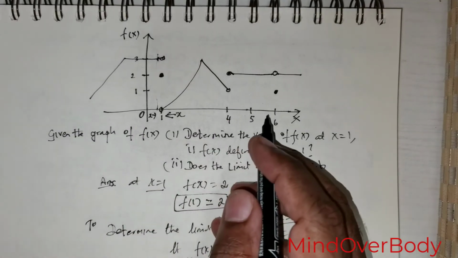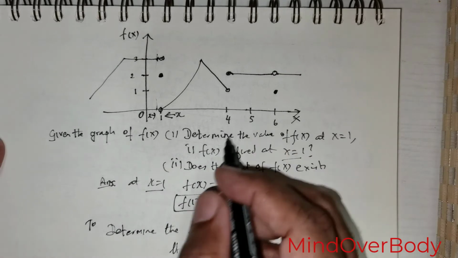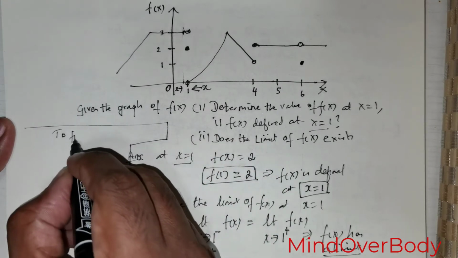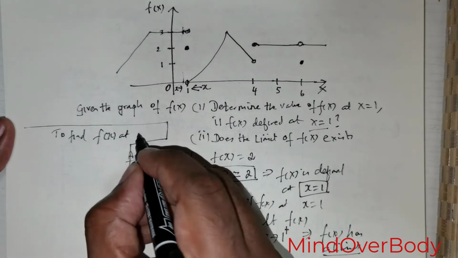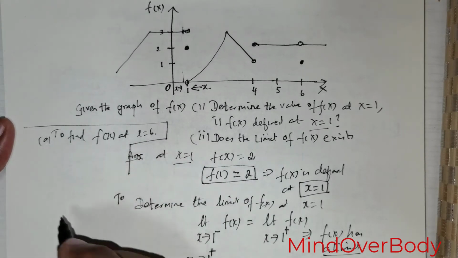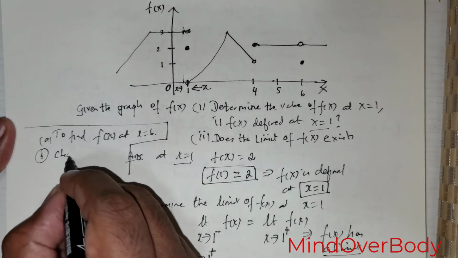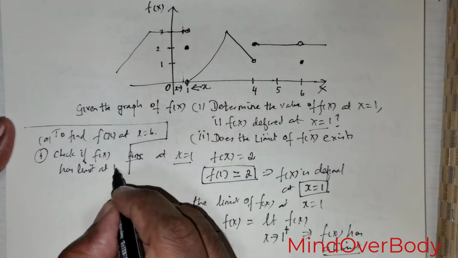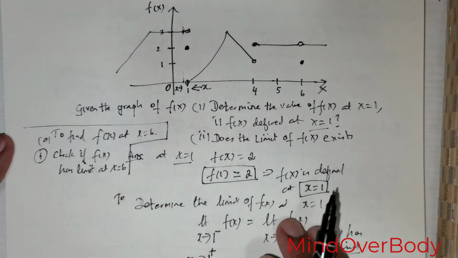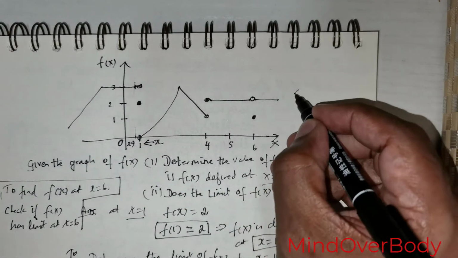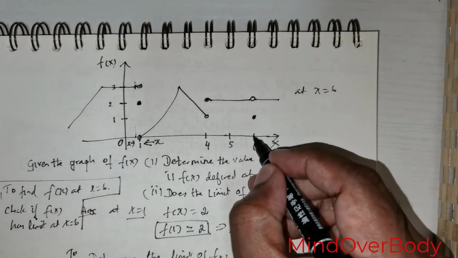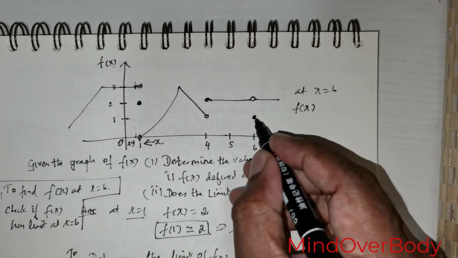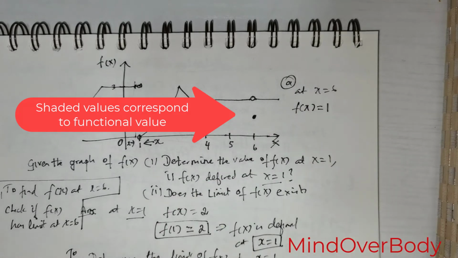To wrap this question up, students, we will do one more problem connected with this graph. If you are being given this question, to find f of x at x is equal to 6, let this be question A. And question B, they are asking us to check if f of x has a limit at x is equal to 6. So these two questions are being given. So let us handle those two questions. Now at x is equal to 6, this is the point. What is the functional value? The functional value is this black dot. So f of x in this case is equal to 1.